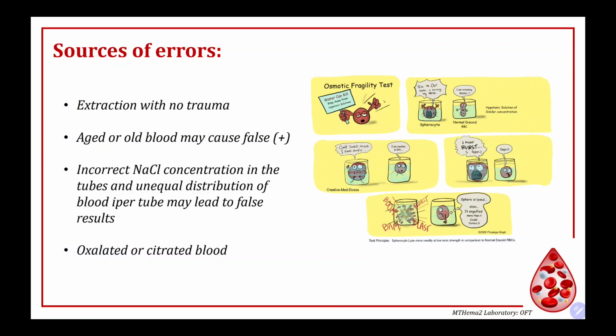Sodium citrate, as an anticoagulant, can alter the osmotic properties of the blood sample, potentially affecting the results of the osmotic fragility test. The presence of citrate ions could interfere with the ability to accurately assess the fragility of red blood cells in response to changes in osmotic pressure.